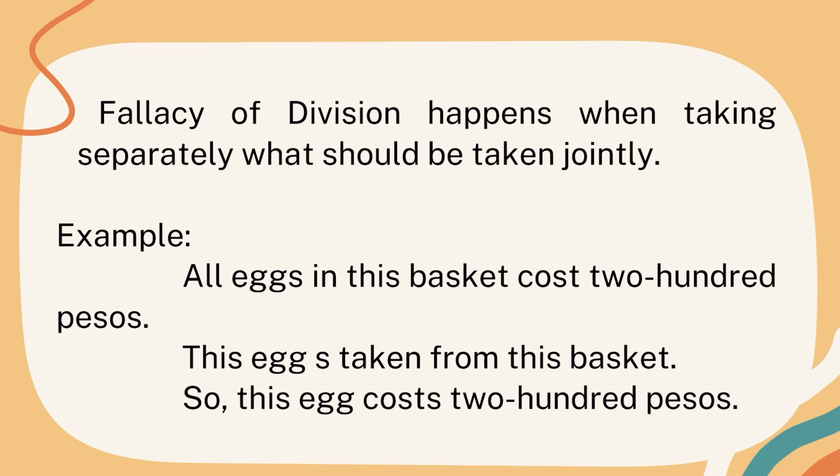The fallacy of division occurs when one mistakenly assumes that because a group or whole has a certain characteristic, each individual part or element within that group must share the same characteristic. In the example provided, it is not accurate to conclude that a single egg taken from a basket, where all eggs cost 200 pesos, must also cost the same amount. This fallacy emphasizes the importance of recognizing that the attributes of a whole may not necessarily apply to each of its parts, and making such assumptions can lead to erroneous or misleading conclusions.